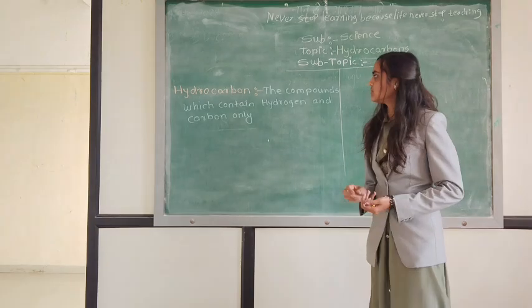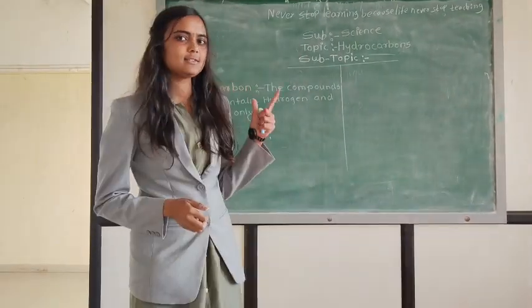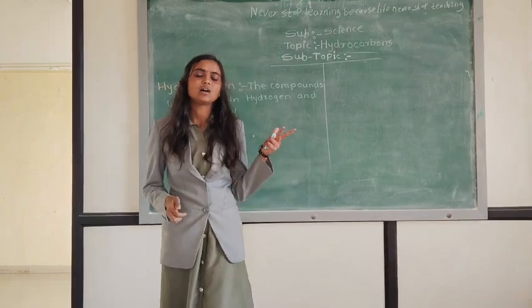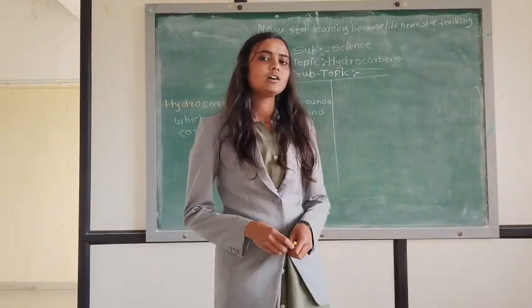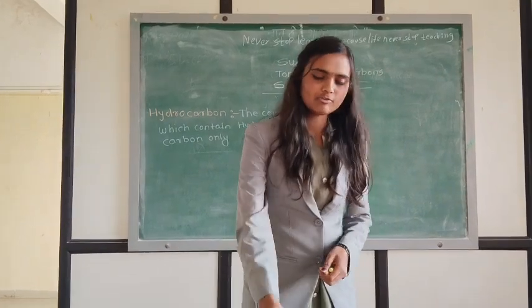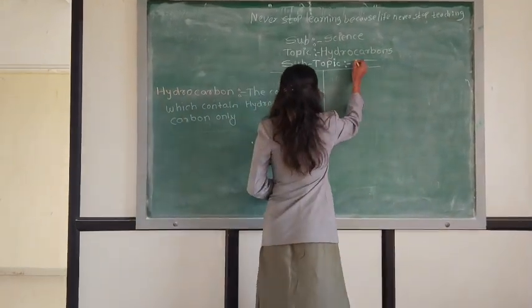Okay, so there are three types of hydrocarbon. First one is alkane, second one is alkene, and third one is alkyne. In that, first we are going to study what is alkane. So our subtopic is alkane.